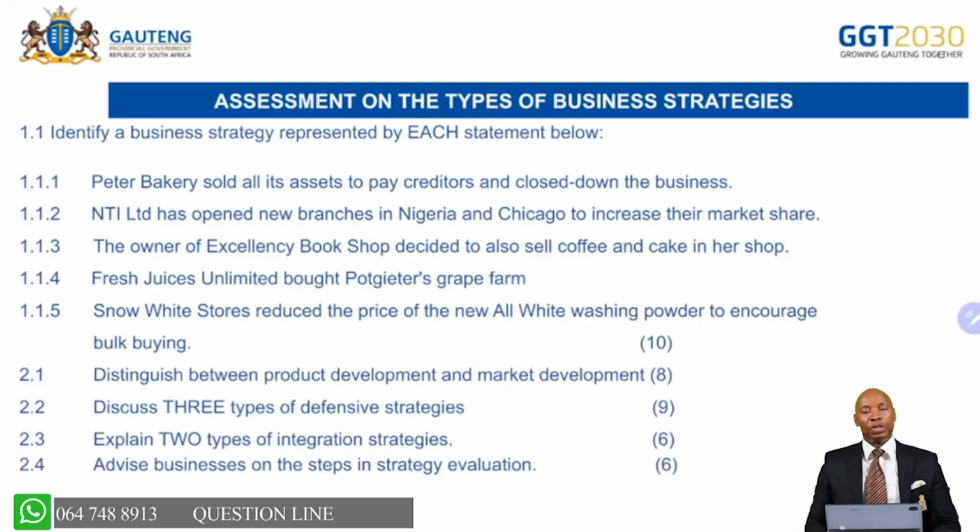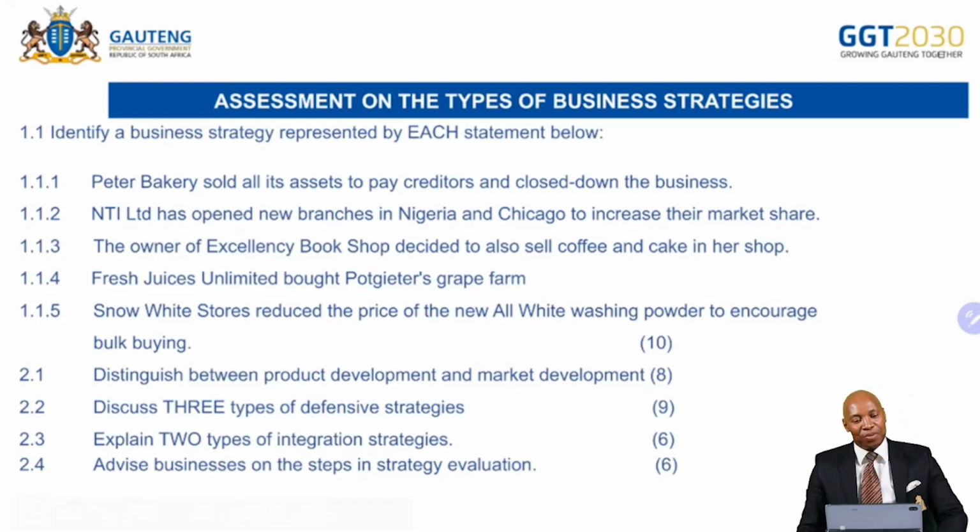Right now, we were on business strategies. Now we need to look at how questions may be asked on business strategies. Now, let's look at 1.1.1. It says, identify the business strategy represented by each statement below.